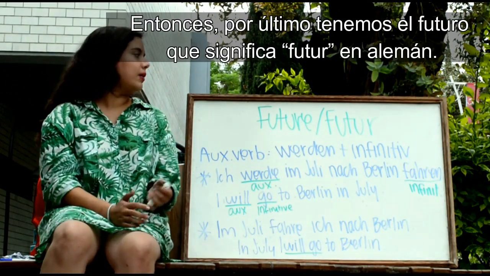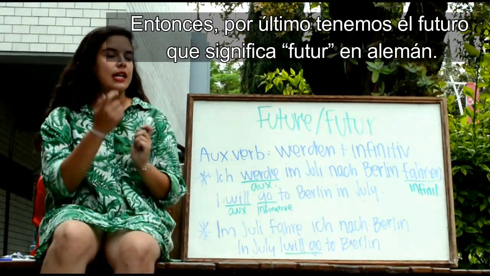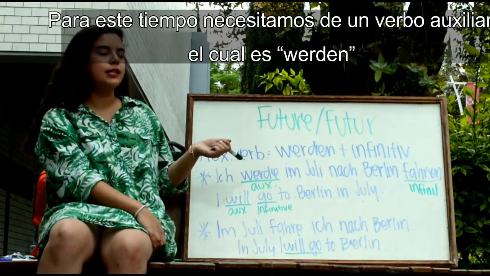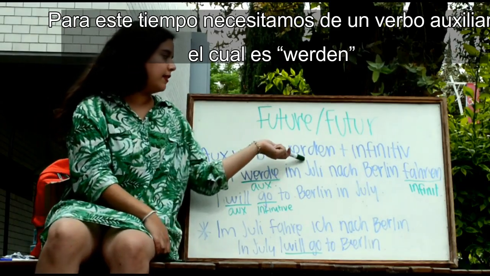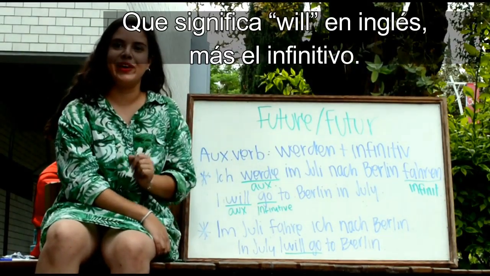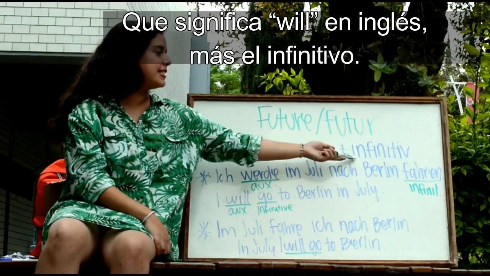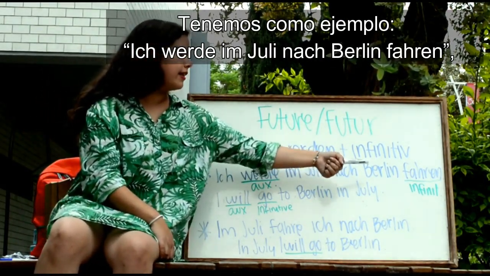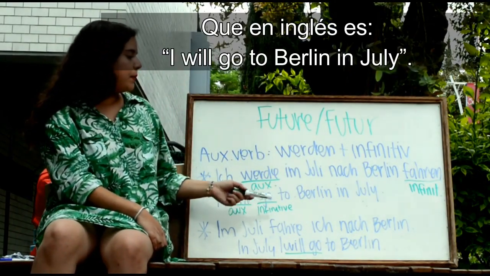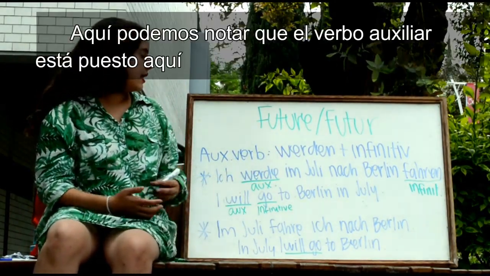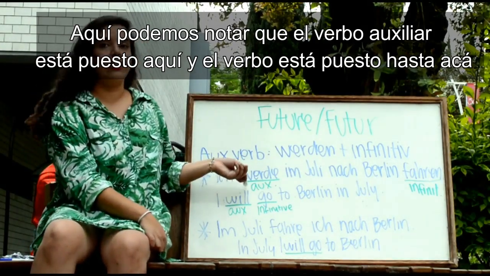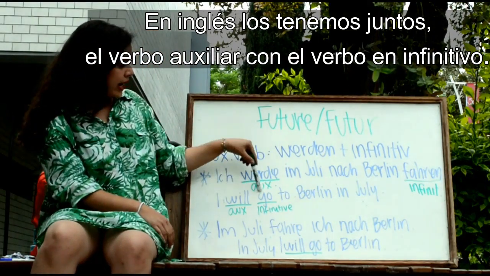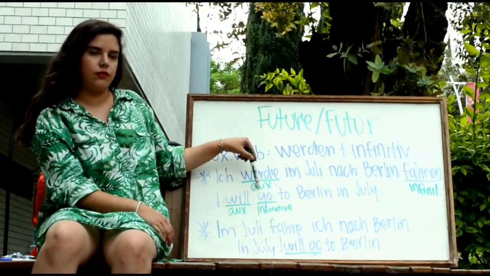Okay, so now, last but not least, we have the future tense, which is Futur in German. For this tense, we need an auxiliary verb, werden, which means will in English, plus an infinitive. We have, for example, Ich werde im Juli nach Berlin fahren, which in English is I will go to Berlin in July. We can notice here that the auxiliary verb is placed here and the verb is placed all the way over here. In English, we have them right next to each other, the auxiliary verb with the infinitive.